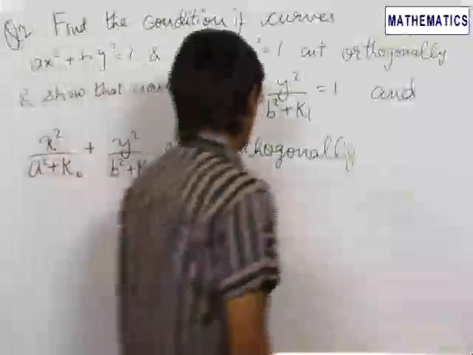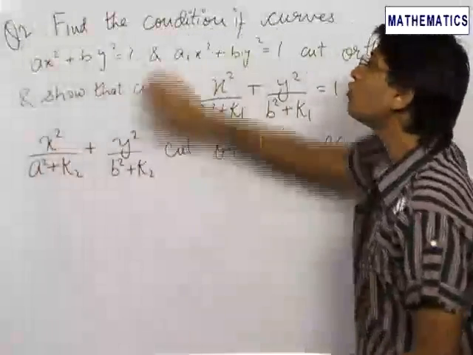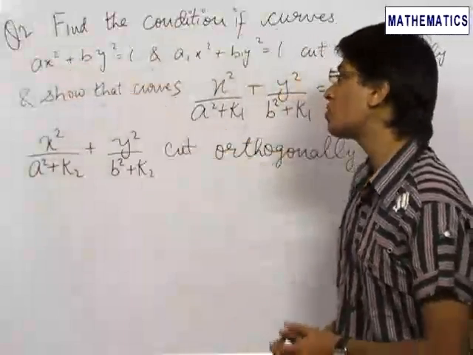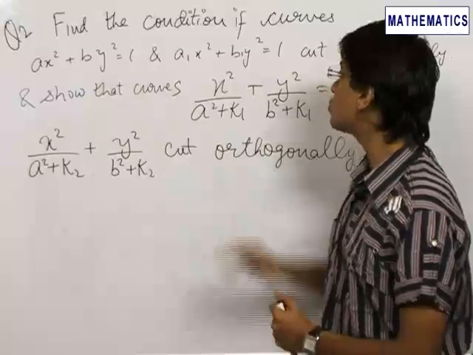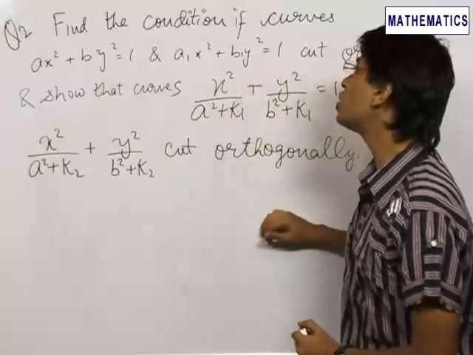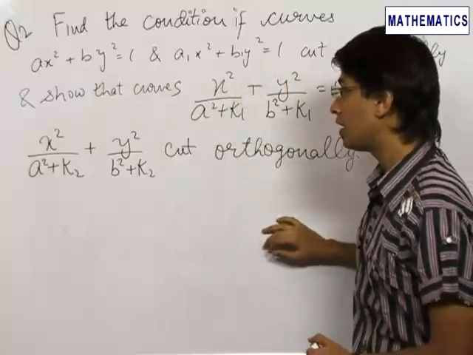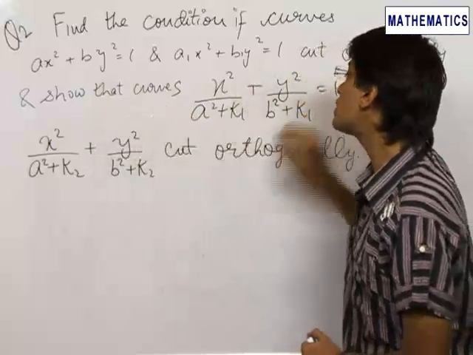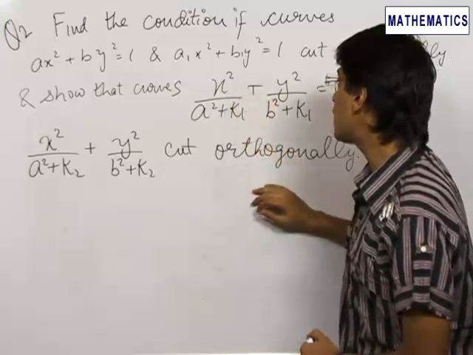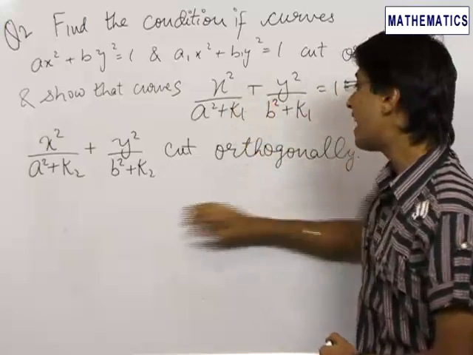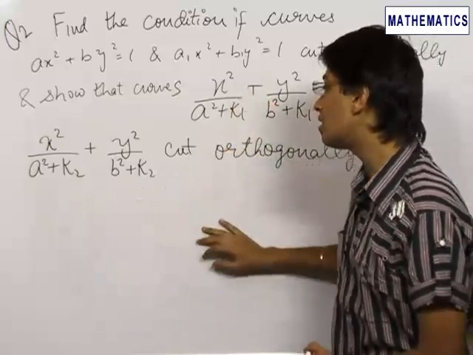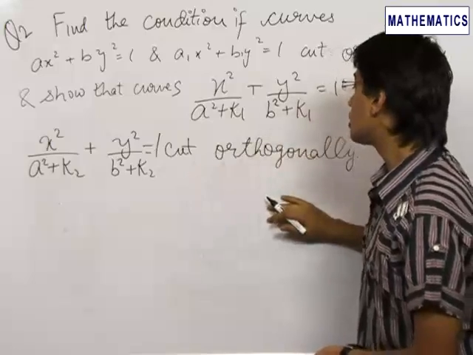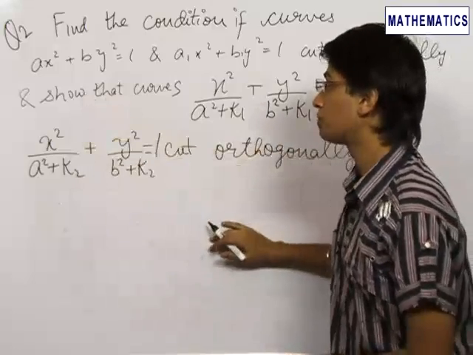In our next problem, which is a pretty interesting problem, we need to find the condition if there are two curves given, ax square plus by square is equal to 1 and a1x square plus b1y square is equal to 1, and we need to find the condition if these two curves cut orthogonally. And hence, by using that condition, we need to show that the two curves given, x square upon a square plus k1 plus y square upon b square plus k1 is equal to 1, and replacing k1 by k2 and getting the second curve, this is equal to 1. If these two curves cut orthogonally, we need to show.